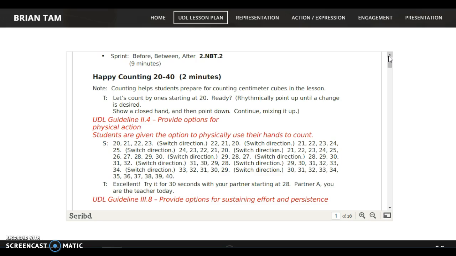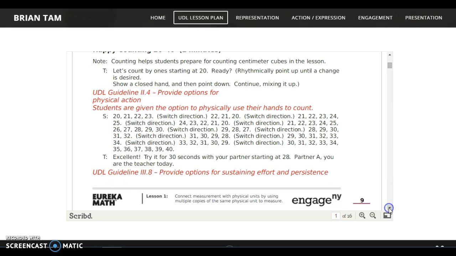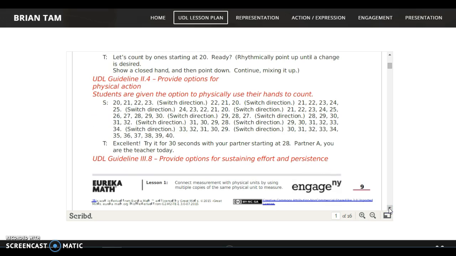Happy counting is a simple counting partner exercise using hands to prepare students for counting centimeters. Students are given the option to physically use their hands to count, which is consistent with UDL guideline 2.4, Provide options for physical action. This is also consistent with UDL guideline 3.8, Provide options for sustaining effort and persistence, as partner exercises are great in motivating students to succeed.